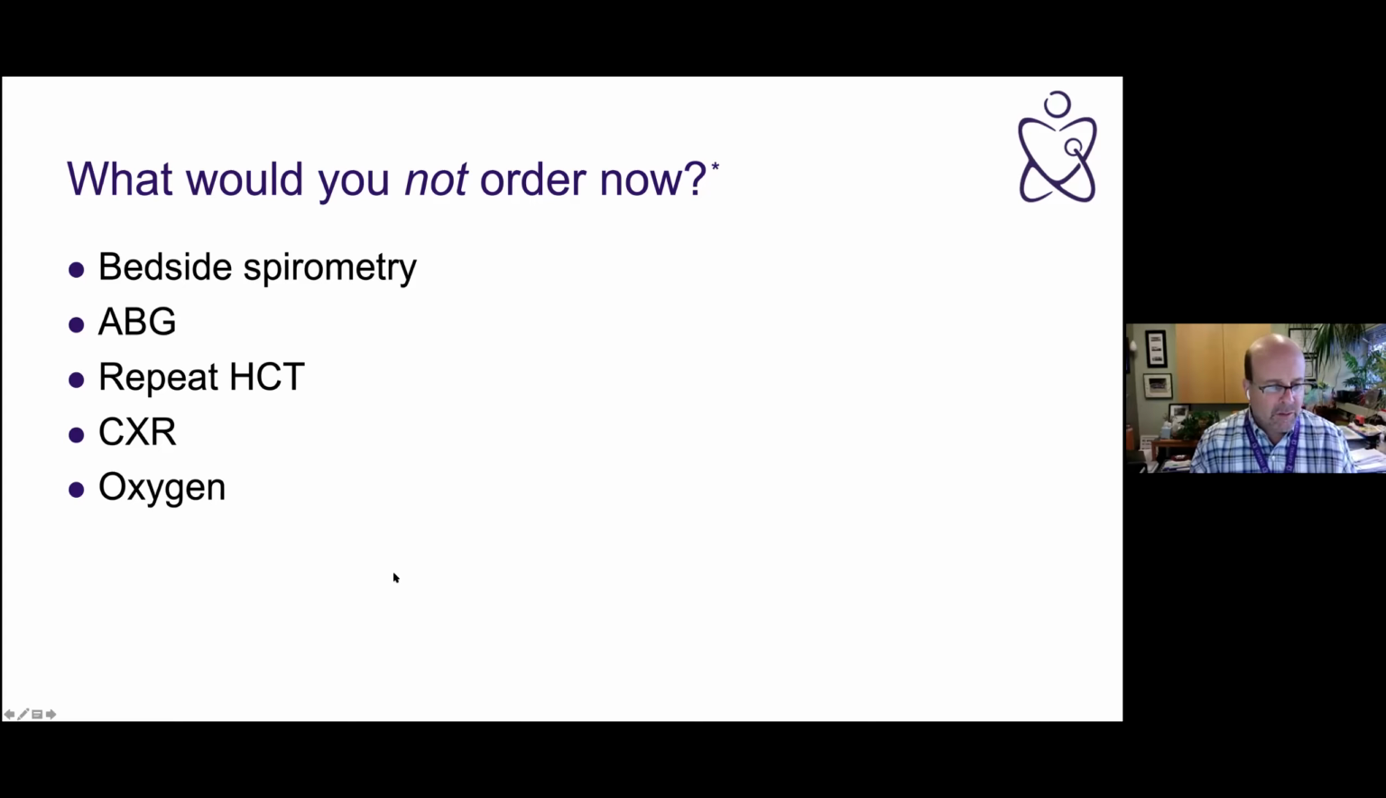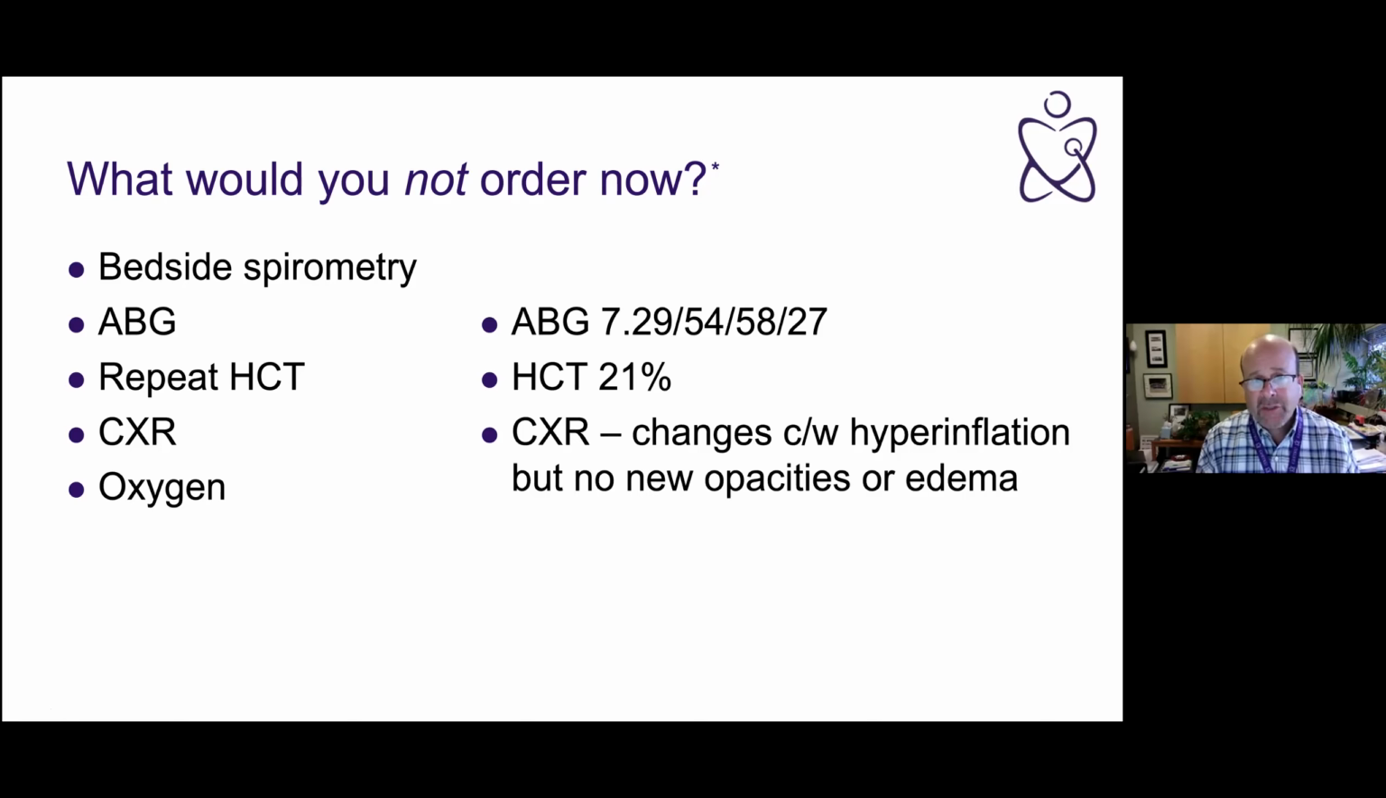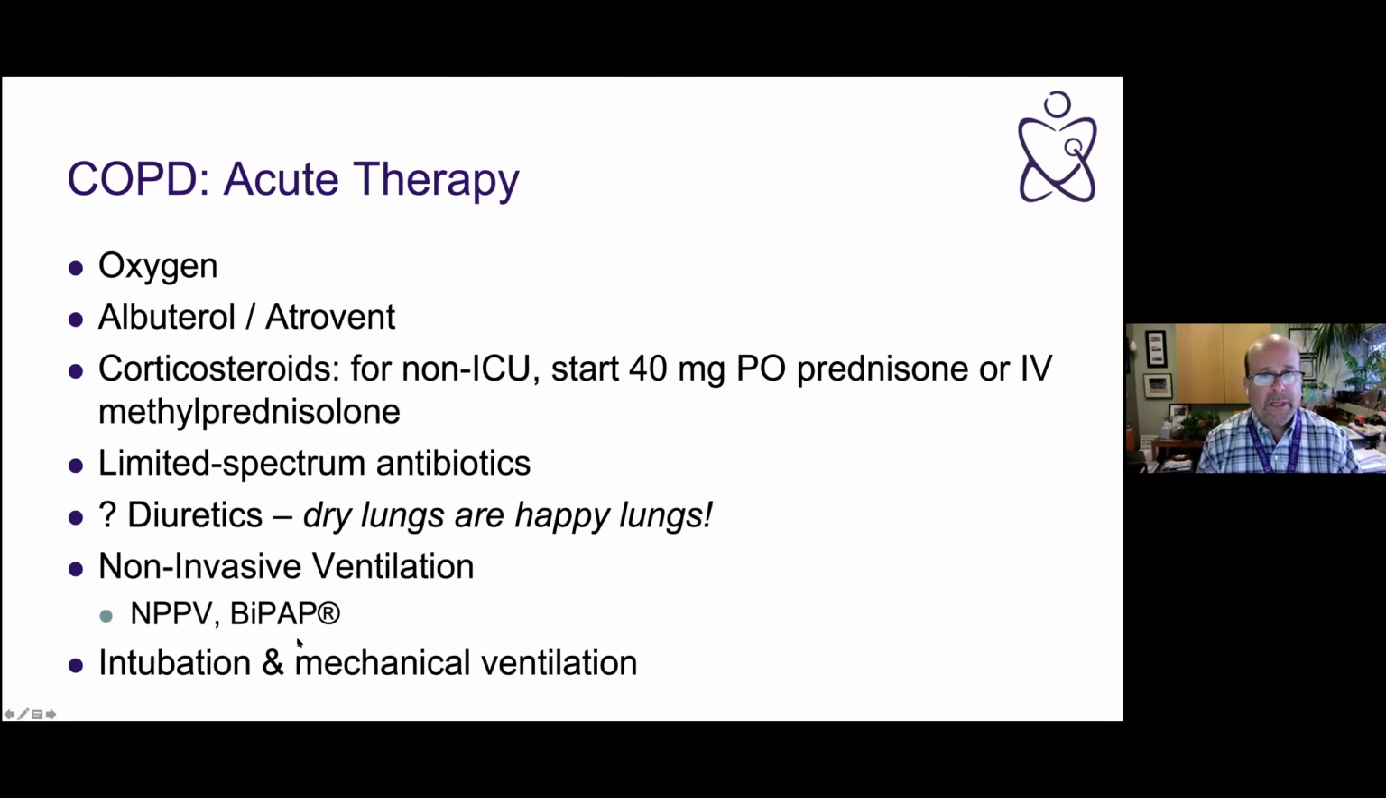Let me give you the data for the other things. His blood gas now is 7.29, 54, 58 with a bicarb 27. So he's got a bit of a respiratory acidosis with worsening hypoxemia. His repeat hematocrit's 21%, so it's not that he's getting more anemic. And a chest x-ray was ordered, and he's got hyperinflation, but no new opacities or pulmonary edema. So again, all very consistent with a COPD exacerbation.